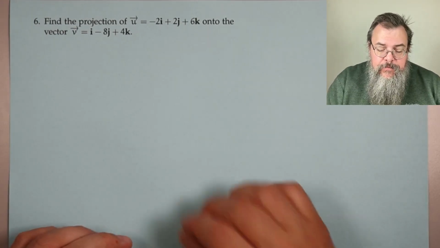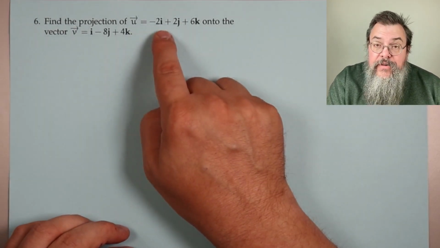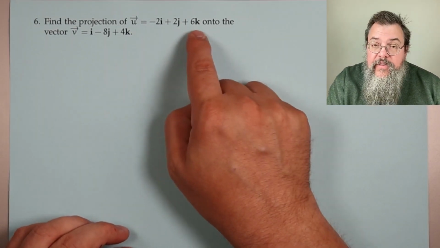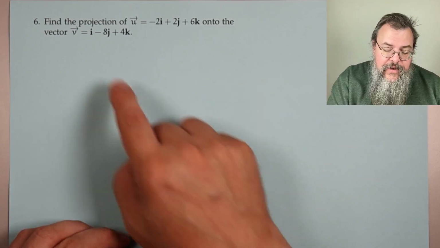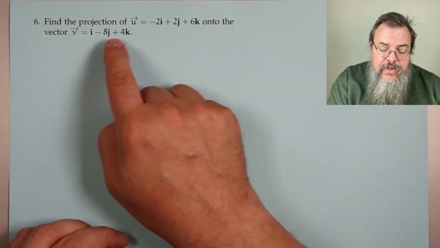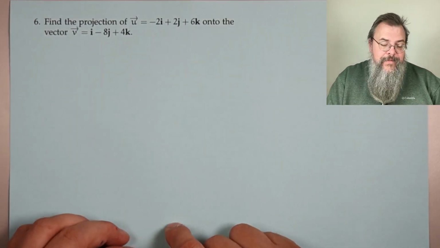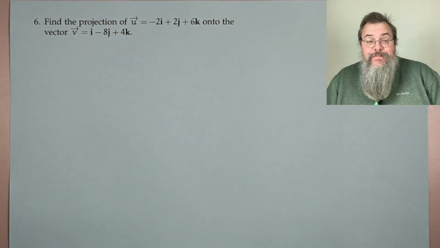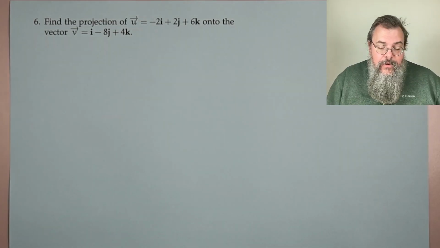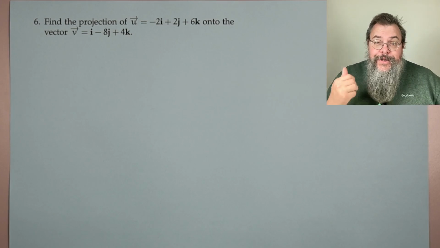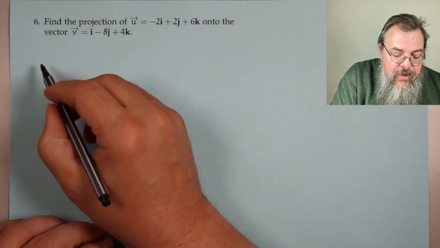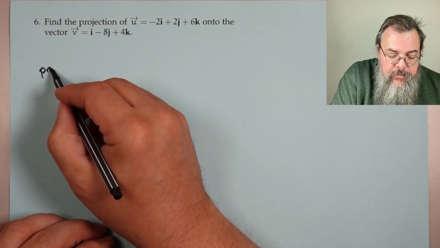Find the projection of the vector minus 2i plus 2j plus 6k onto the vector i minus 8j plus 4k. All right, so it's a projection problem. Okay, so what do we do? Well, a good first step is to ask, do we know the formula for projection? Yeah, but we have to be careful here.